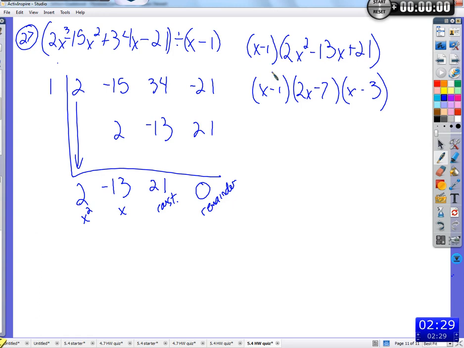So in the fashion of numbers 21 and 26 in your homework, I could give you a polynomial and one of its factors, and then you can use that factor, divide it out of the original, and then continue factoring from there.